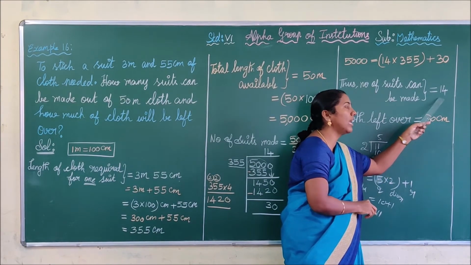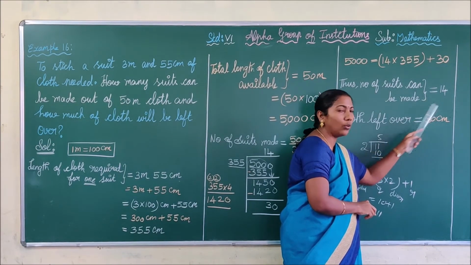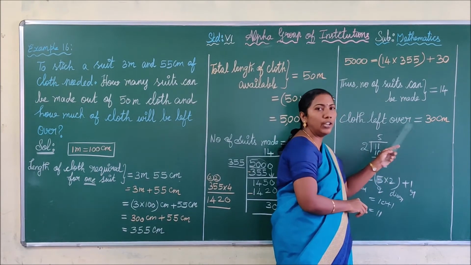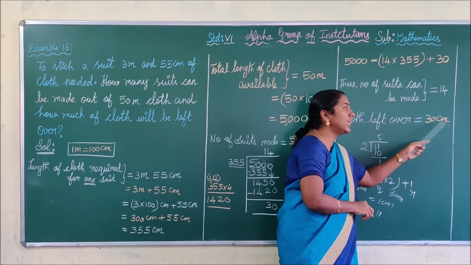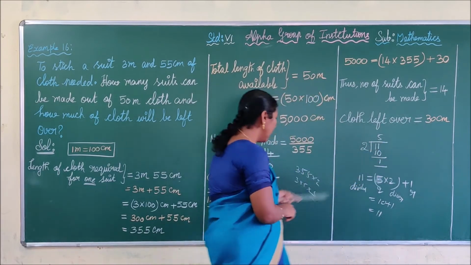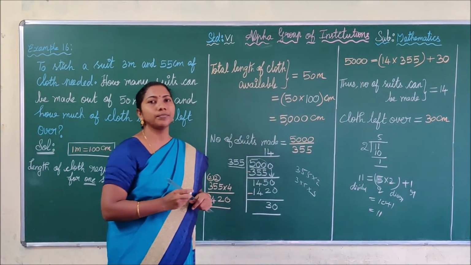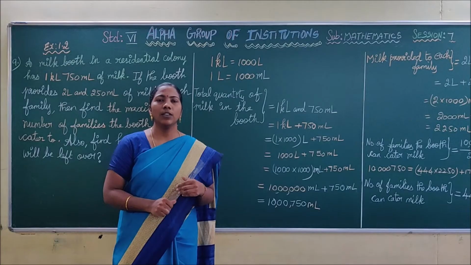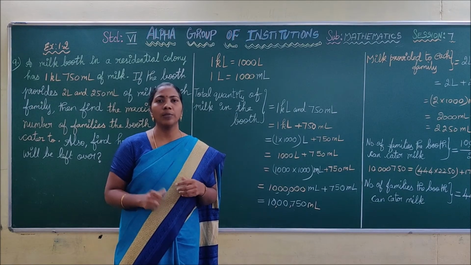Okay, here we are writing the numbers, so you have to write 14 alone. Here we are writing the remaining cloth left over, so you have to write it as 30 centimeter. You have to use the remainder value. It's clear, children? Next we are going to see the same model sum from exercise.